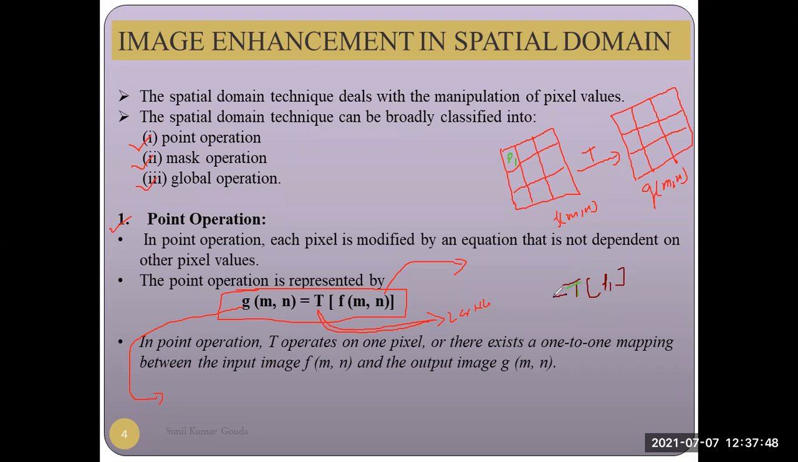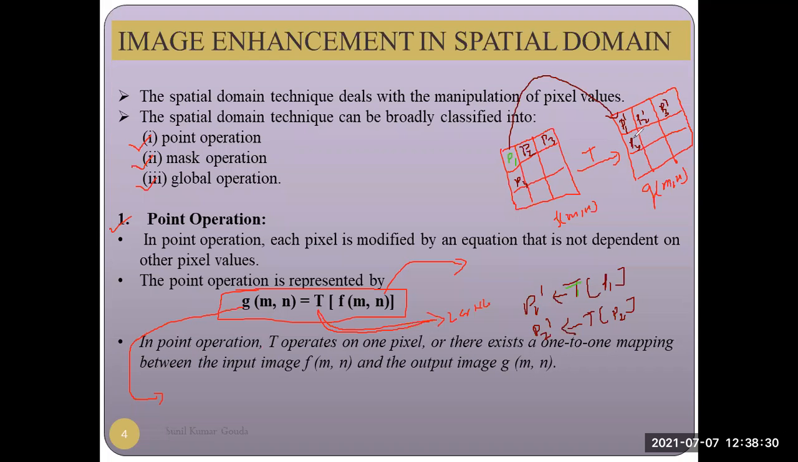So what will you get? Now it will be equivalent to this pixel P1 dash. There is a one-to-one mapping, you can see there is one-to-one mapping. Similarly, if this is P2, T is performed on pixel P2, then it will give the enhanced pixel P2 dash. Similarly, if it is P3, it will be P3 dash. Similarly, if it is P4, it will be P4 dash.